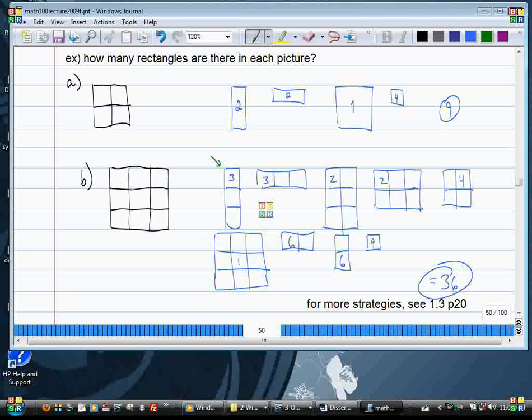So we could say, for example, start with the smallest. What's the smallest? 1 by 1, and then 1 by 2, and then 1 by 3. Next, 2 by 1, then 2 by 2, and then 2 by 3. Then 3 by 1, 3 by 2, 3 by 3. So already we have a better way of organizing these things.